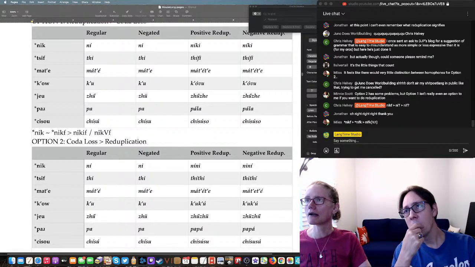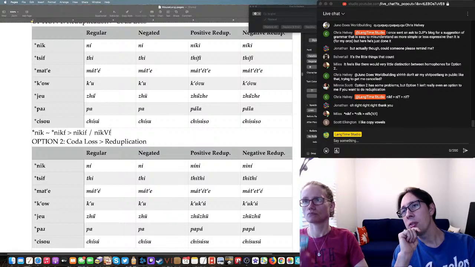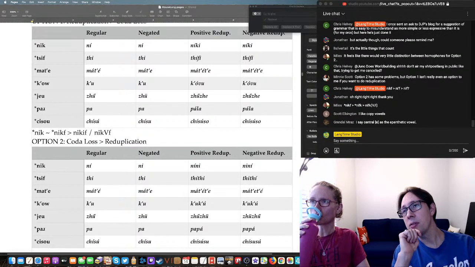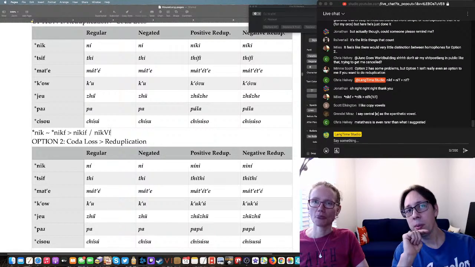Miles, I didn't want to do that, and this is why. Then the F would show up. Oh, I see what you're saying. So you're adding metathesis. That's interesting. Miles is suggesting NIKF becomes NIFK. But would that happen across the board? Would it happen with like NIL, NIRF? It would still have to have a vowel though, because they can't have consonant clusters.